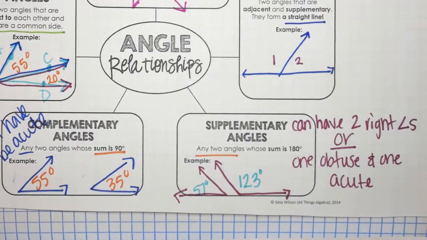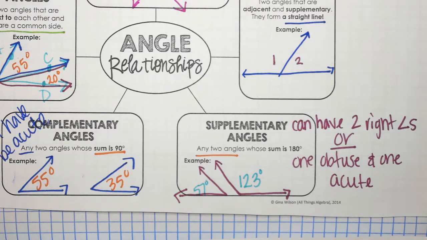Hufflepuff. Can somebody over there at Hufflepuff tell me one fun fact about supplementary angles? Logan? The sum has to equal 180. What's another fun fact, Hufflepuff? Take a point. It can be an acute and obtuse angle. Awesome. Take a point. What's another fun fact, Slytherin, about supplementary angles? Their sum is 180. We said that? It can have two right angles.